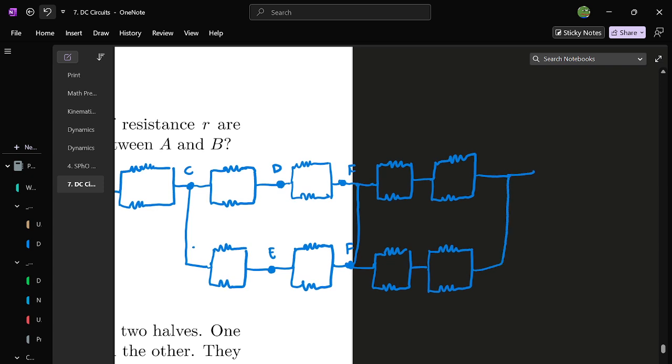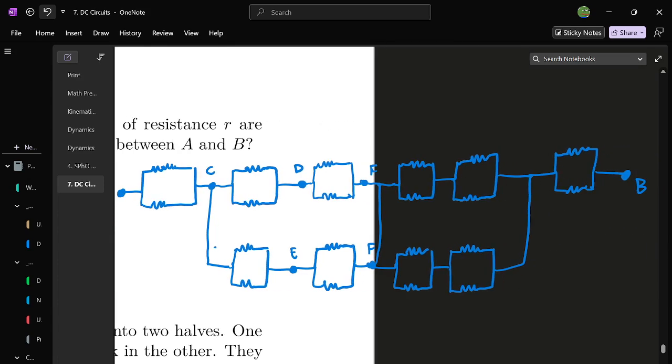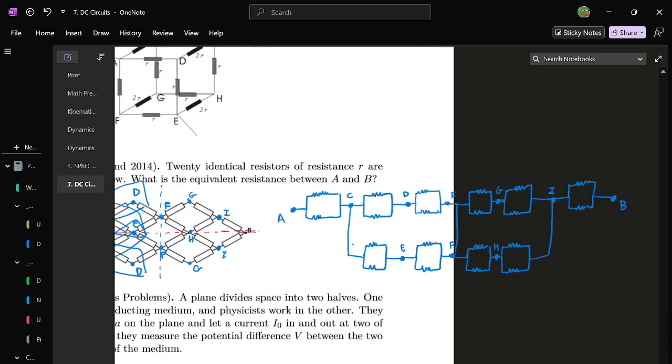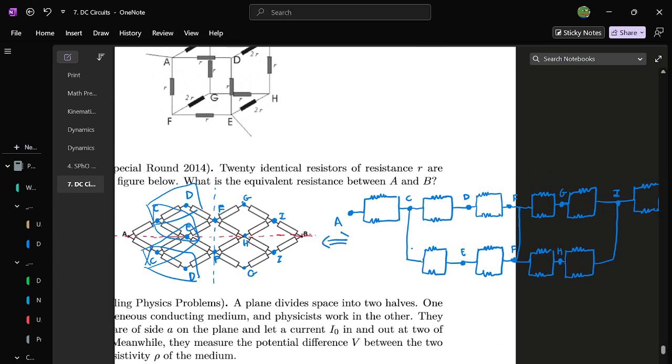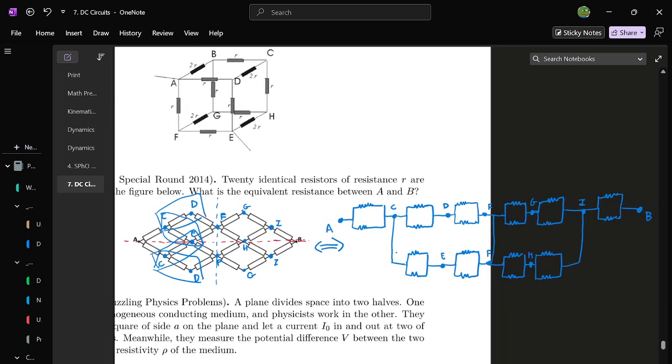The other point is B. I can also just label this. This should be G, this would be H, and this would be I. So you can see here that this whole circuit has been simplified into this just by using the argument of equipotential points. And now once you have this, the circuit is just series parallel combinations, which is easy to evaluate.